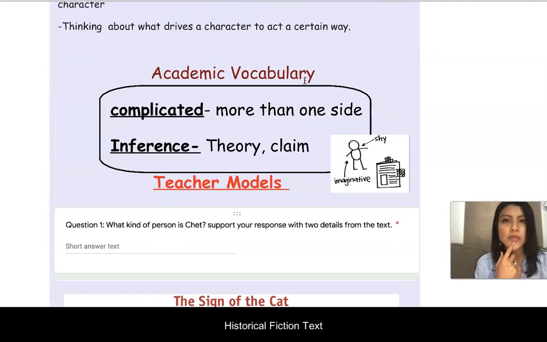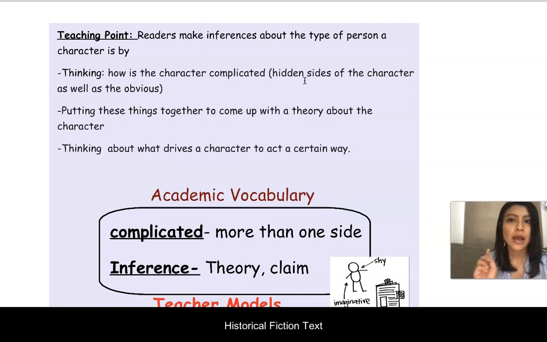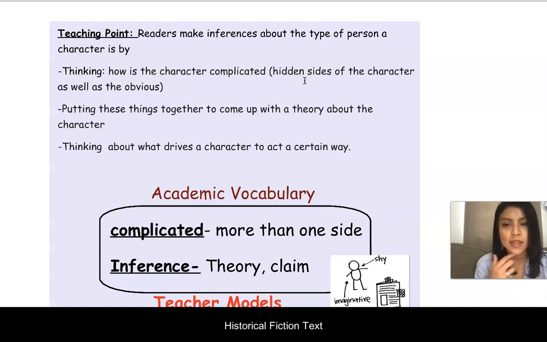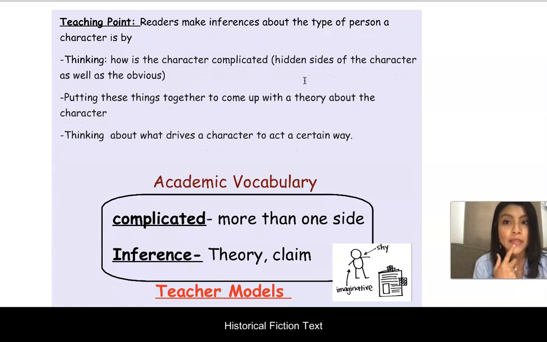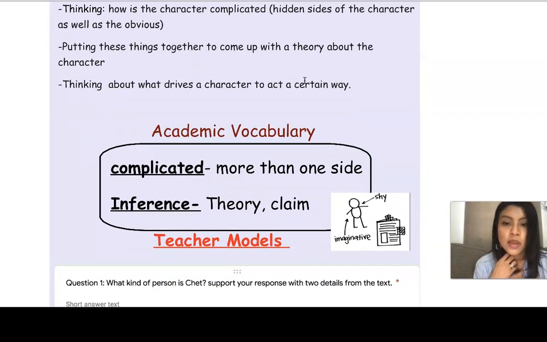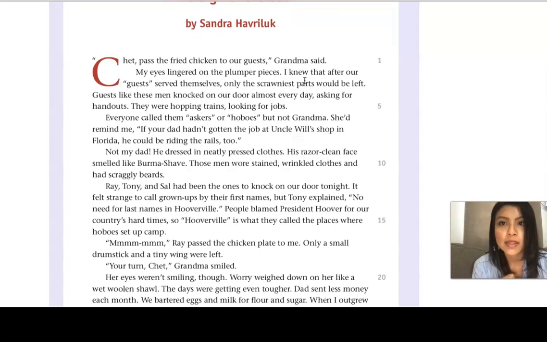So now I'm going to follow this teaching point that we said earlier. I'm going to think about how my character is complicated. I'm going to think about the hidden sides of my character and the obvious sides of the character. And then I'm going to put those 2 together to come up with one theory about my character that shows that my character can be complicated, that there's more than one side to my character. And I'm going to think about what's driving the character, what are the motivations and what are the struggles. So follow me as I try this.